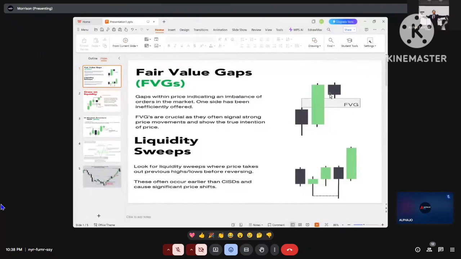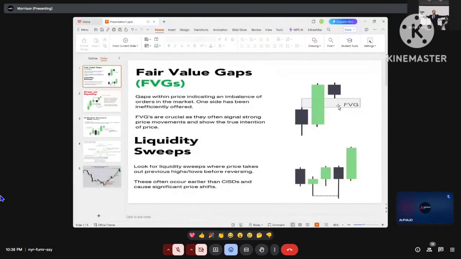But the fact that there is a gap between the first candle and the third candle that was created, that gap is what we call a fair value gap, and it's indicating imbalance. Imbalance in the market orders, showing that one side has been inefficiently offered, and so basically the price has to be balanced. That's why we call it imbalance, because it has created imbalance in price. So price has to be balanced because the market can't be one-sided. When we give a fair value to the buyers, we have to give a fair value to the sellers too. That is the whole idea of fair value gaps.